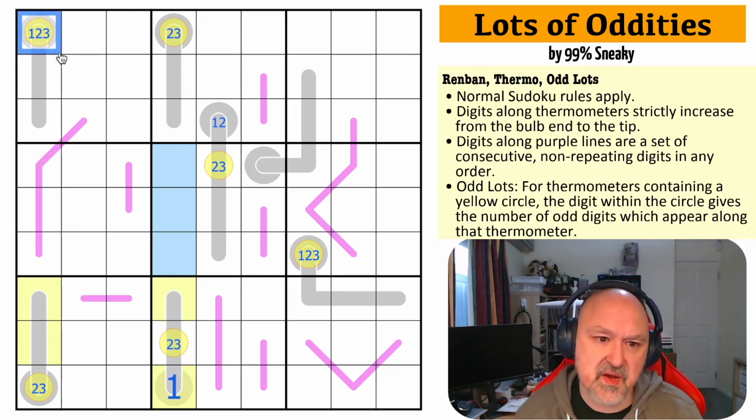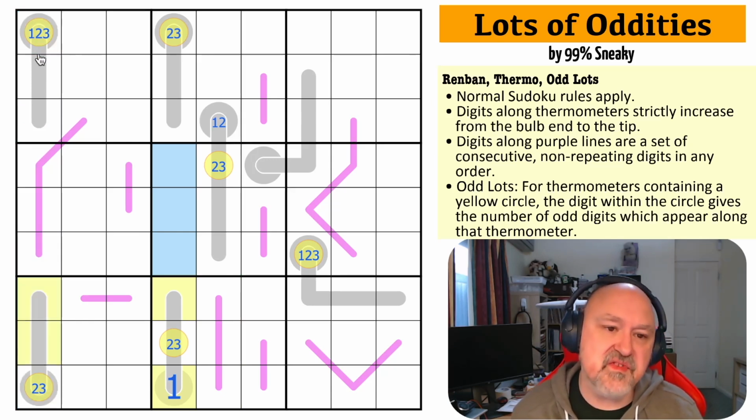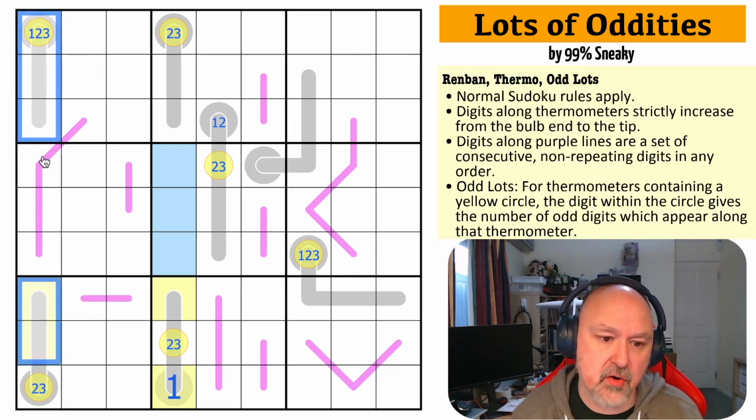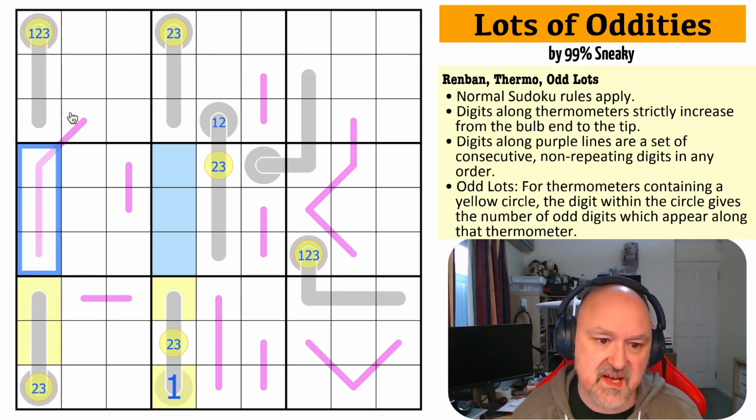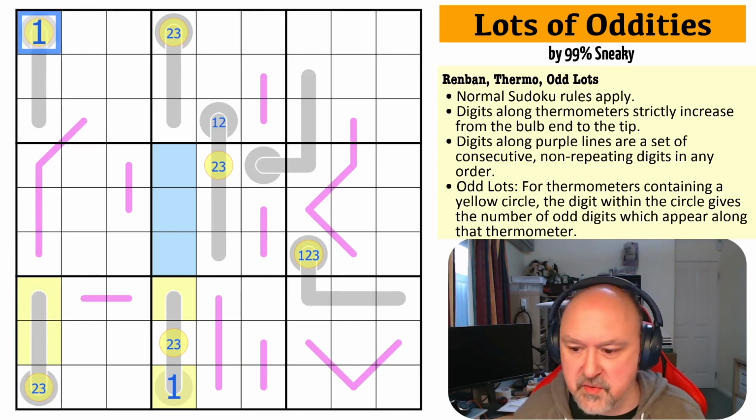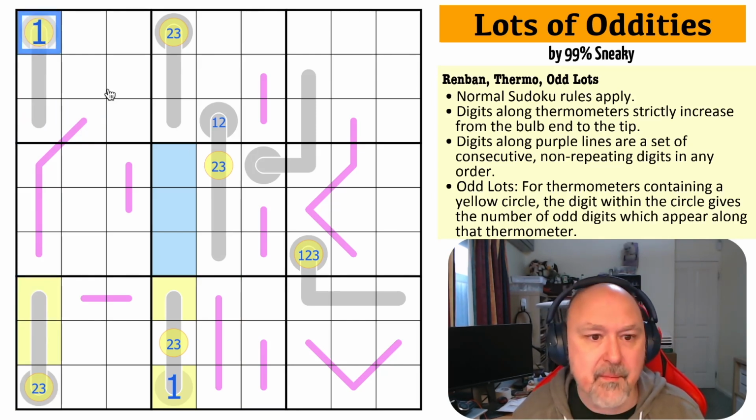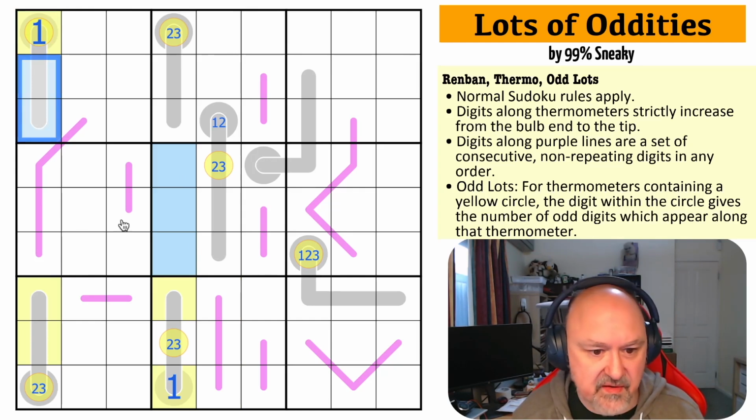So this couldn't be a 2 or a 3, could it? Because if this is a 3, this is a 2. All 5 odd digits are here, and these would all have to be even. And if this is a 2, this is a 3, and then this is a 1. Because if this is a 3, all of those are odd, those are all even, and I've broken the Renban line. If this is a 2, this is a 3, all of those are odd, 2 of those are odd, all of these are even, and I've broken the Renban line. That's a 1, which means that's odd, and that's odd, and there's only 1 odd digit, so both of those are even.